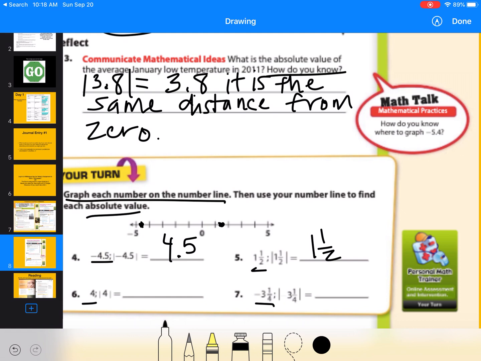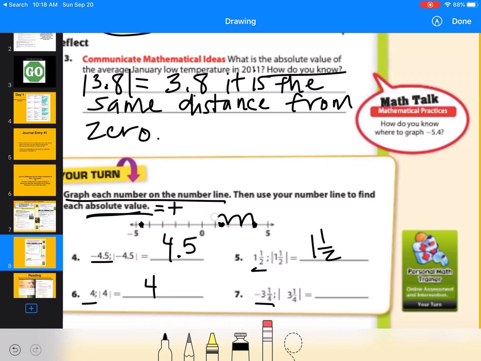Remember, absolute value equals always positive. So I'm just going to put equal as a plus sign. And then we have a positive 4. That's super easy. We just count to the 4th one, which is right here. And then what's the absolute value of a positive 4? It is still positive 4 because it's 4 units away from 0 because it's 1, 2, 3, 4.